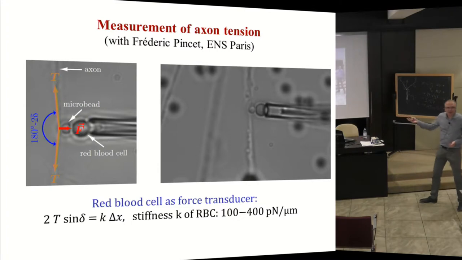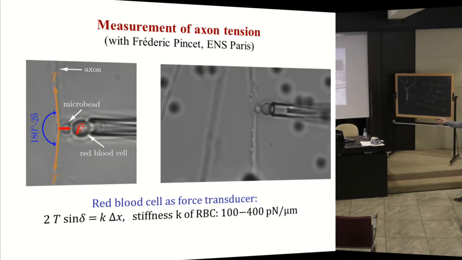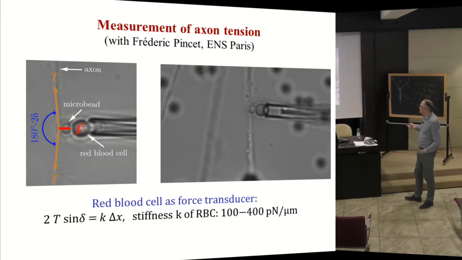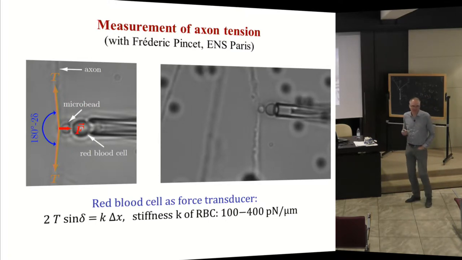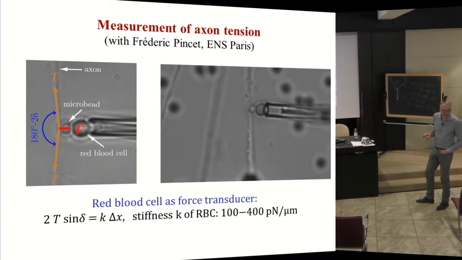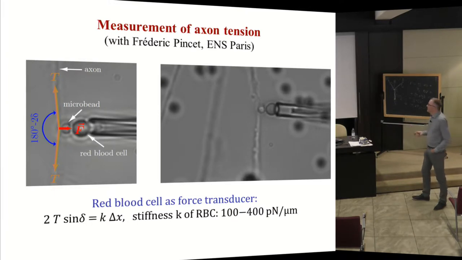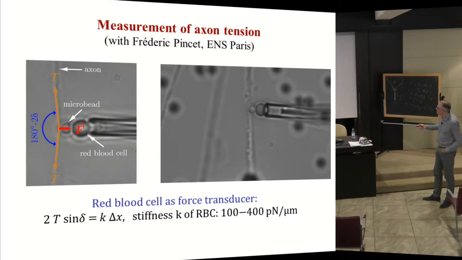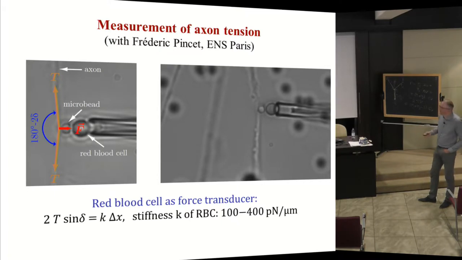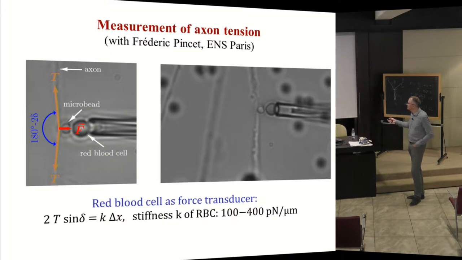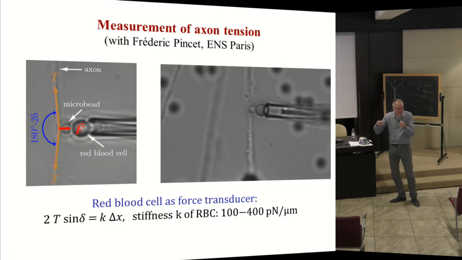Okay. Now I show you how we actually measured the tension. This was done with Frédéric Pancet at ENS in Paris. This is pulling on an axon with a red blood cell aspirated into a micropipette, okay? And the red blood cell is biotinylated, connects to a streptavidin-coated bead. The axon culture is also biotinylated, so we have a bond. And then if you deform it by some angle, then you will have a balance between the pulling force and the restoring tension, okay? And you can deduce the value of the tension like this, right? So actually the stiffness of the red blood cell as a force transducer is several hundred piconewtons per micrometer of lengthening of the red blood cell, which you must measure to use this.